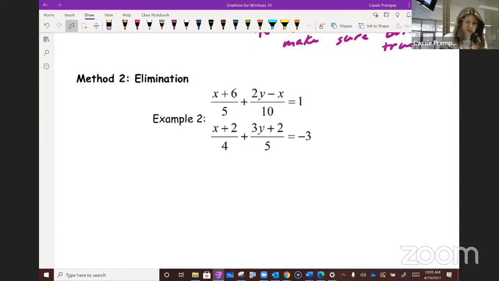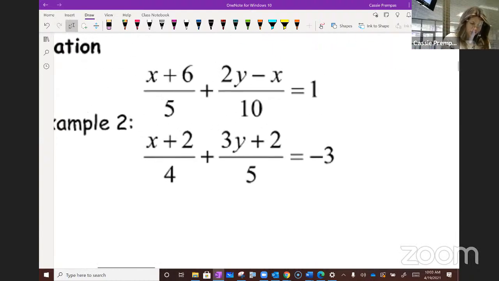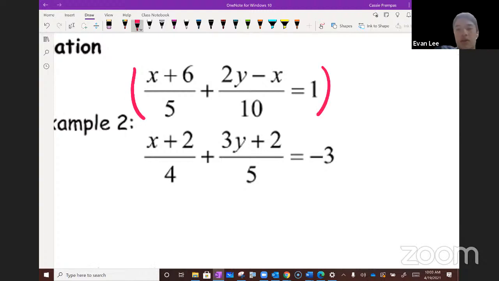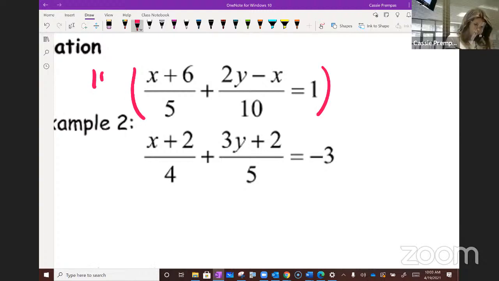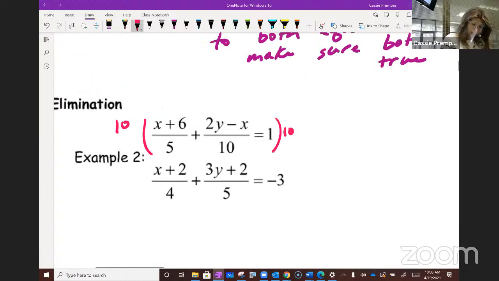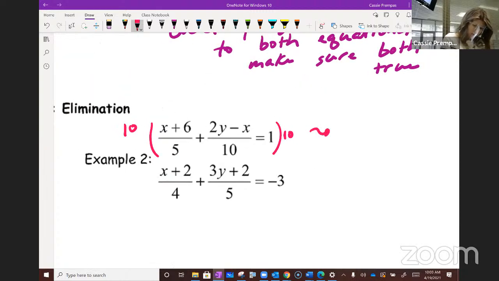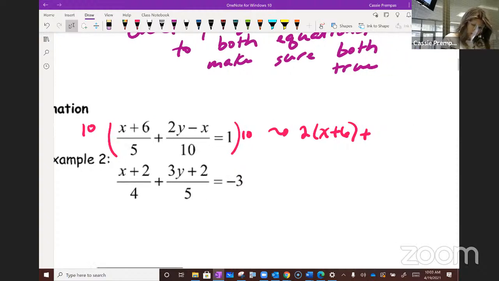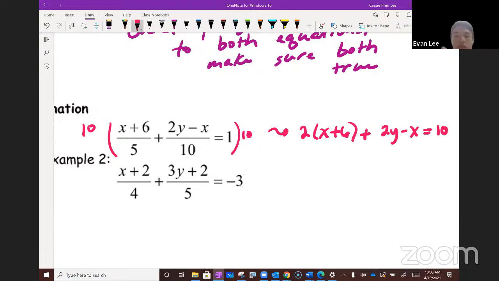So Evan, how would we get rid of these fractions? What would we do with the first one? You'd multiply it all by 10. Awesome. So let's go ahead and do that. We would get 2 times (x plus 6) plus 2y minus x equals 10.